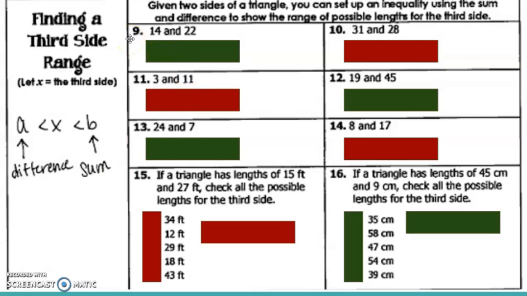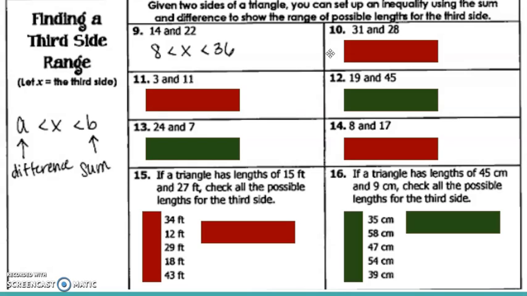So for example, with number 9, my two sides are 14 and 22. When I set up my inequality, I'm going to do the difference first. So the difference between 22 and 14 is 8. So 8 is going to go on the left, and then I have X in the middle. And then on the right, I'm doing the sum. 14 plus 22 is 36. So the range of sides for this triangle is anywhere between 8 and 36.